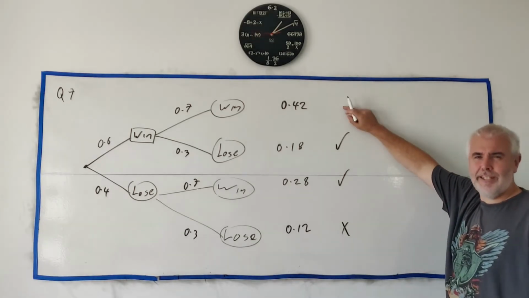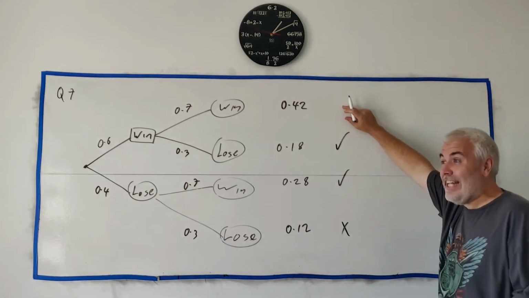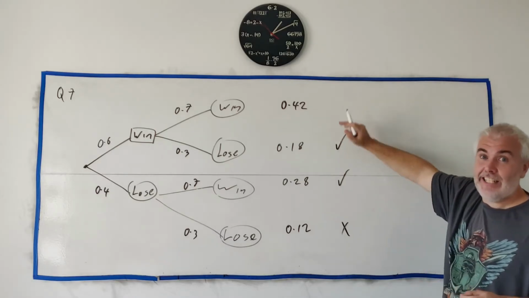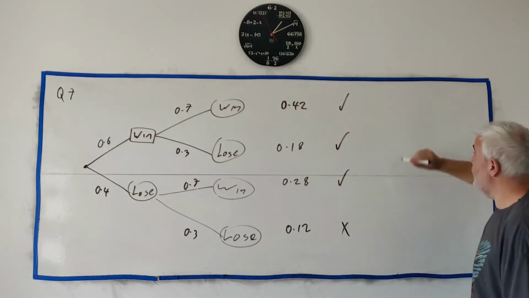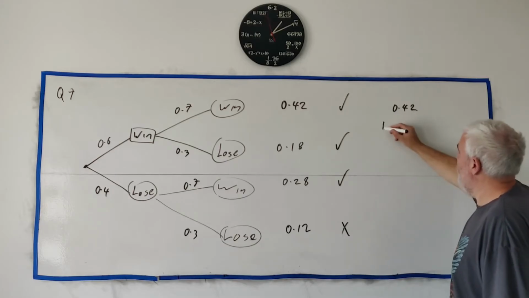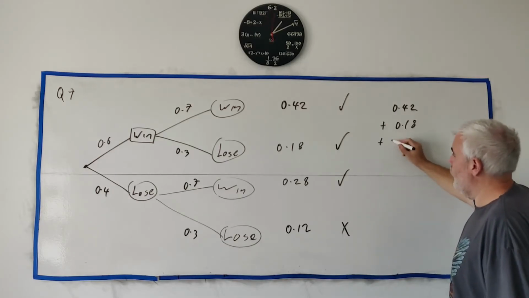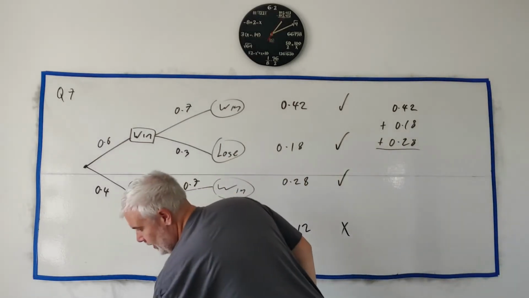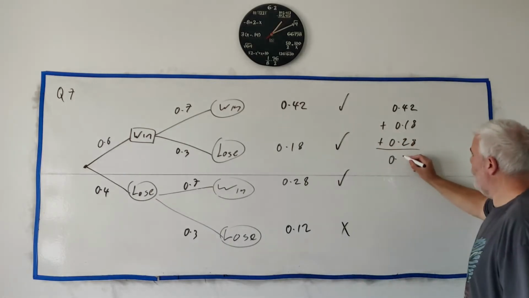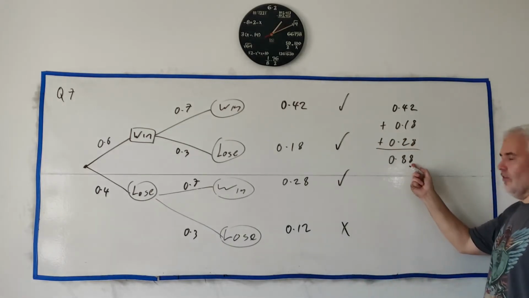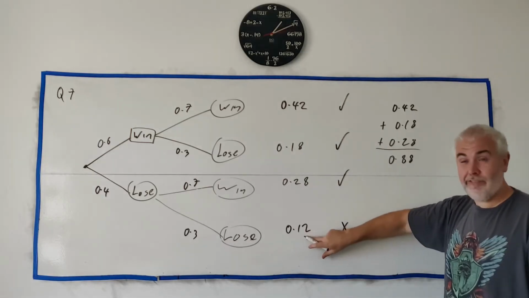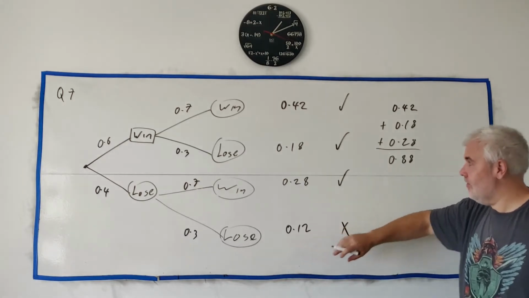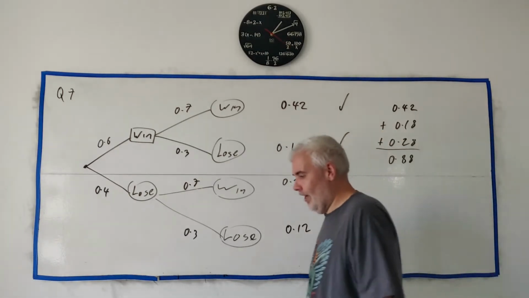I think some students might have messed up on this one though. He wins at least one. He doesn't win one, he wins two, but two is at least one. So all three of these count. So the answer to this question is 0.42 plus 0.18 plus 0.28. Add them all together and we get 0.88. Another way to have got that is we could have just taken this away from 1, because this is the only thing that didn't happen, but that's a little more advanced.